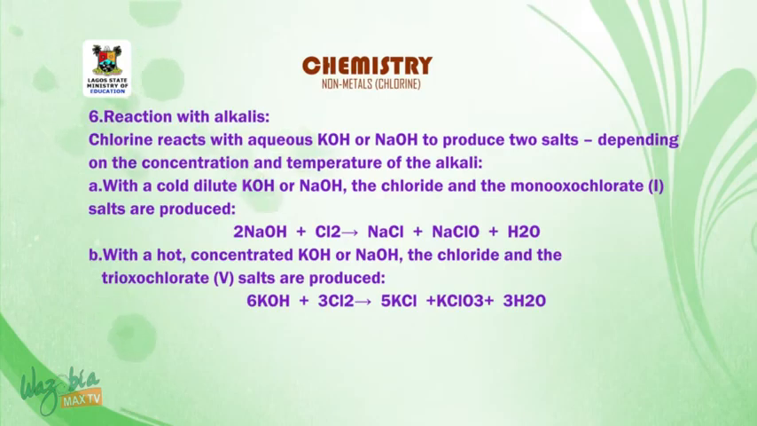B. With a hot concentrated potassium hydroxide or sodium hydroxide, the chloride and the trioxochlorate 5 salts are produced, as shown in the equation. We have potassium hydroxide reacting with chlorine to produce potassium chloride, potassium trioxychlorate 5, and water.